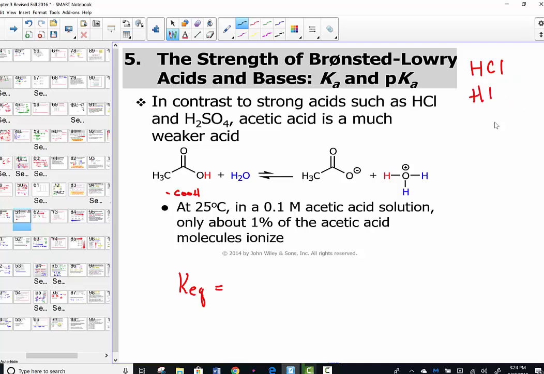HBr, HI. Those were what we call binary acids. We moved to the oxy acids with chloric, perchloric, nitric, and then, of course, the diprotic sulfuric. These are the 7 strong acids that I want you to memorize. So when I say strong, they 100% dissociate, which means they do not set up an equilibrium.